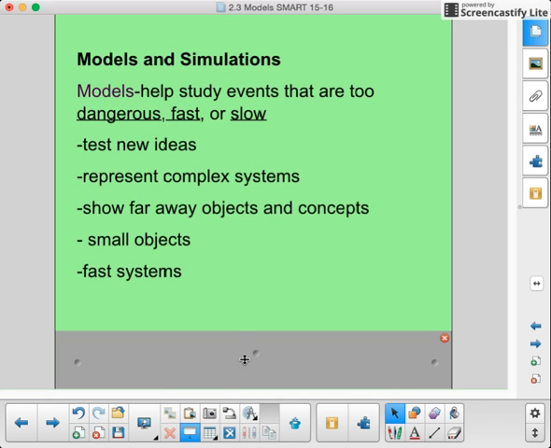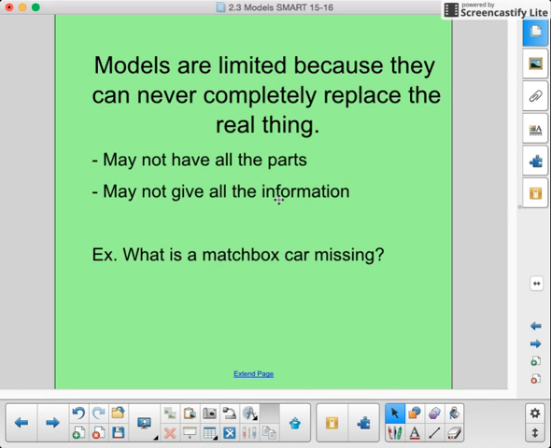So as you can see, there are lots of ways that models are helpful to us and lots of times that they would be appropriate to use in science. Models are limited though because they can never completely replace the real thing. They might not have all of the parts that the real thing has, or they might not give all of the information. Some examples of that would be things like a matchbox car.